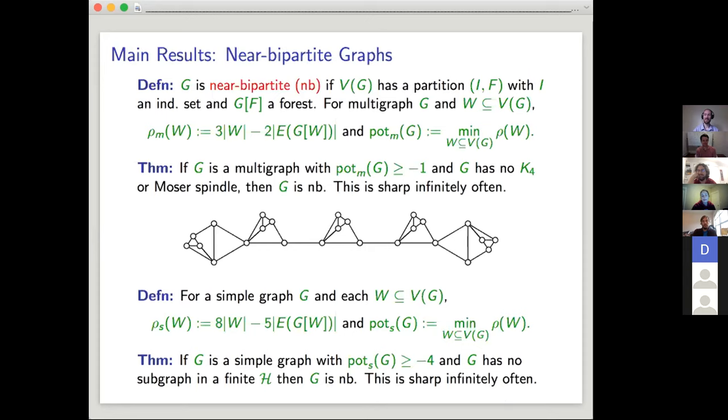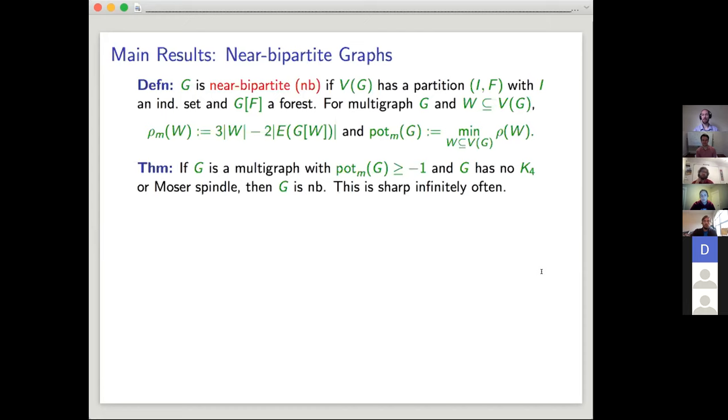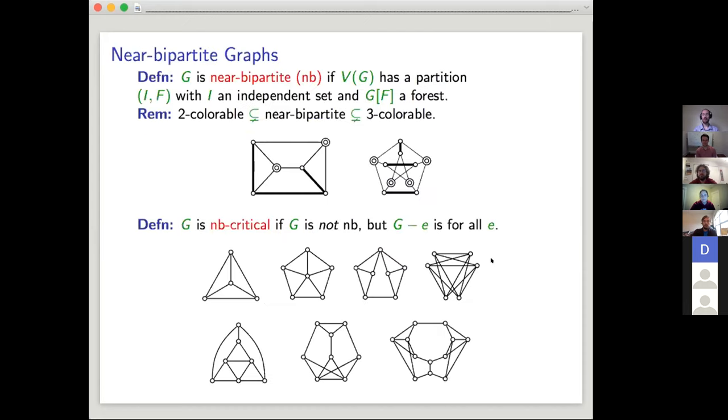Yeah, I don't know. I was kind of thinking about near bipartite, and I guess you're trying to find if your graph is tripartite, but I think it's a little bit different. Thinking more about examples, this is maybe a helpful family. These are all NB critical graphs. Like I said, most of these graphs are actually four chromatic. All of these graphs require four colors except for this one.